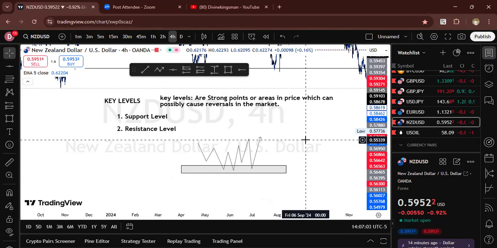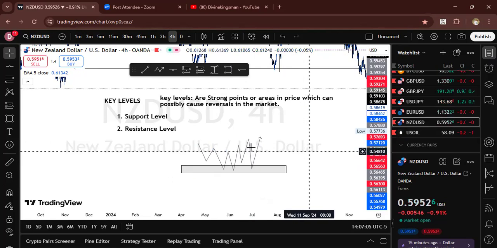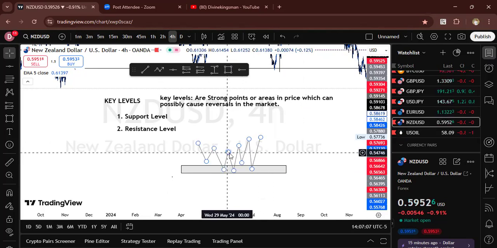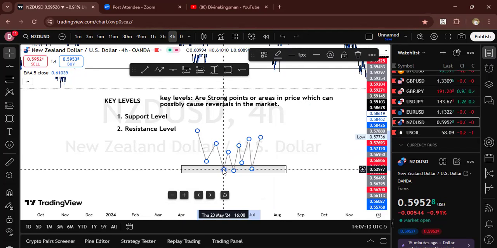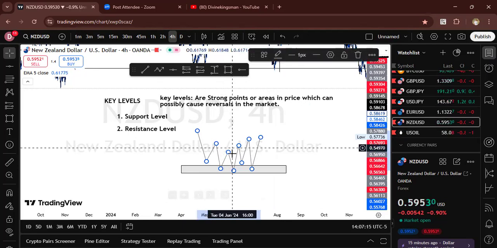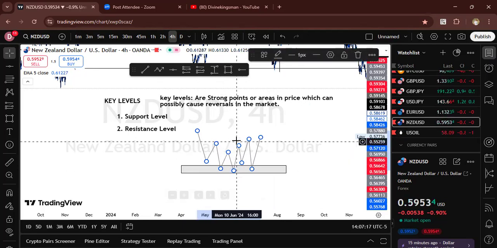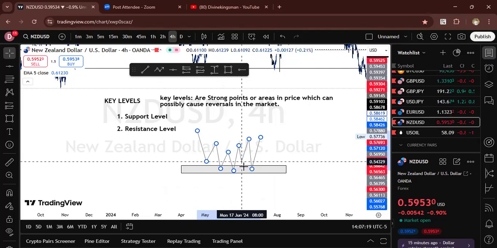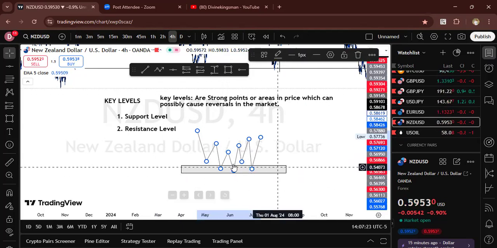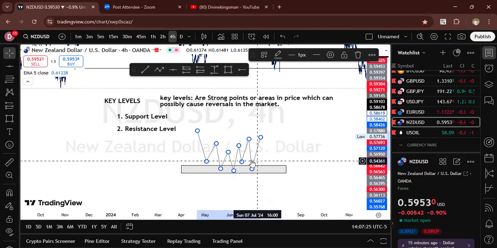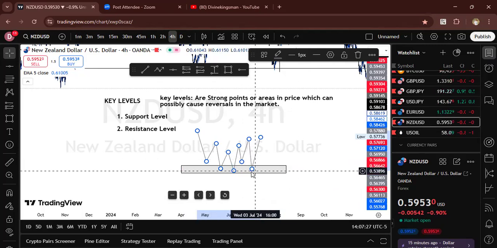I'm going to show you how it's going to look on chart as well. These are areas that can possibly cause reversal because when you see what is going on in the market, whenever price comes down here, it went back up, comes back down here, went back up. At this point, there's a lot of rejection because the price has touched this support level multiple times.